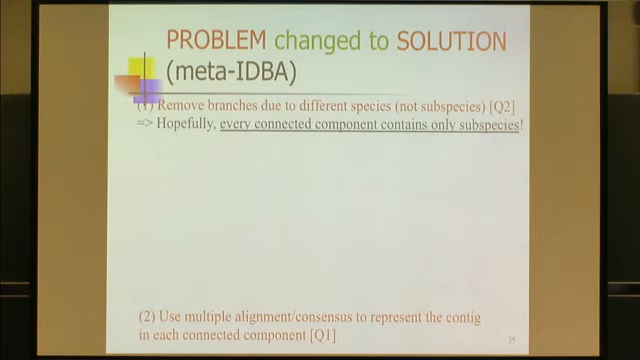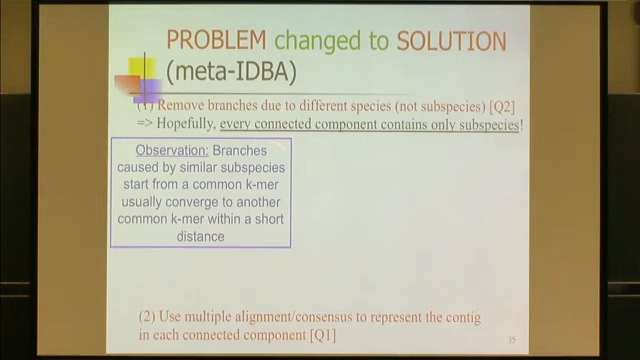Okay, so the last part is how we can remove the branches due to different species but not subspecies. We base it on a very simple observation. Now I told you if they are at the species level, the amount of common k-mers is a lot, right? In other words, the branches caused by similar subspecies will start from a common k-mer, but then they will converge into a common k-mer very quickly.